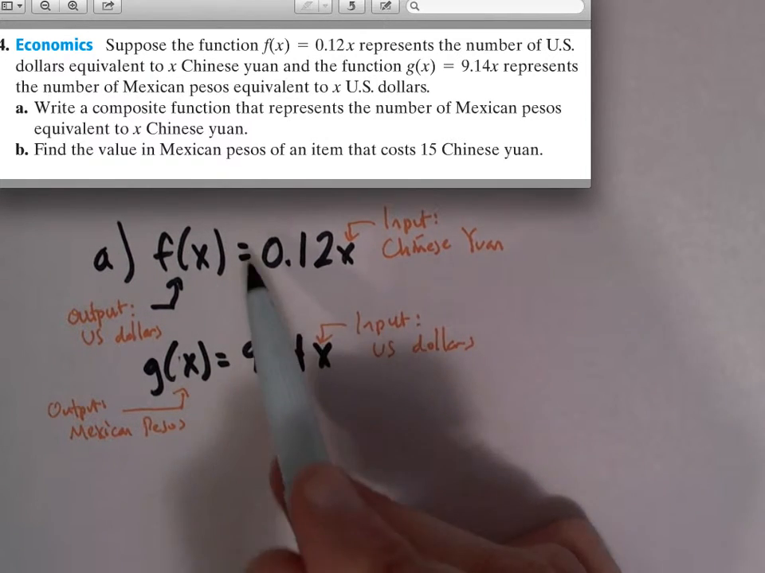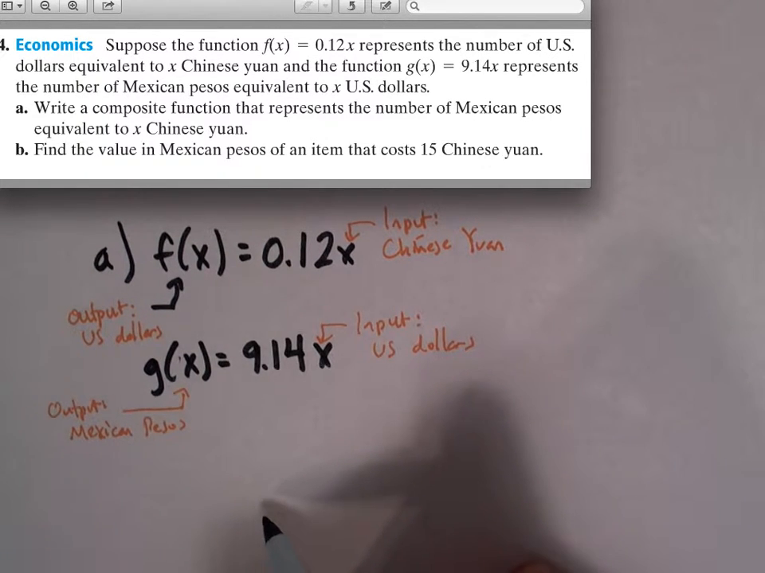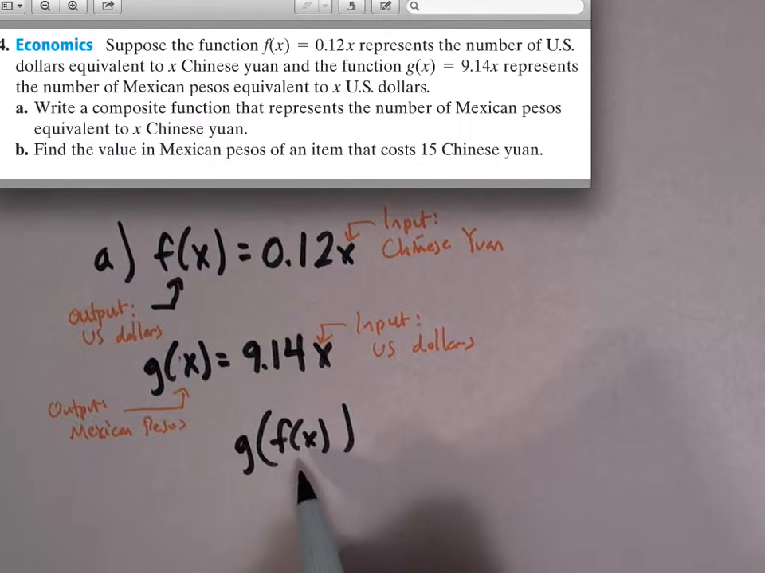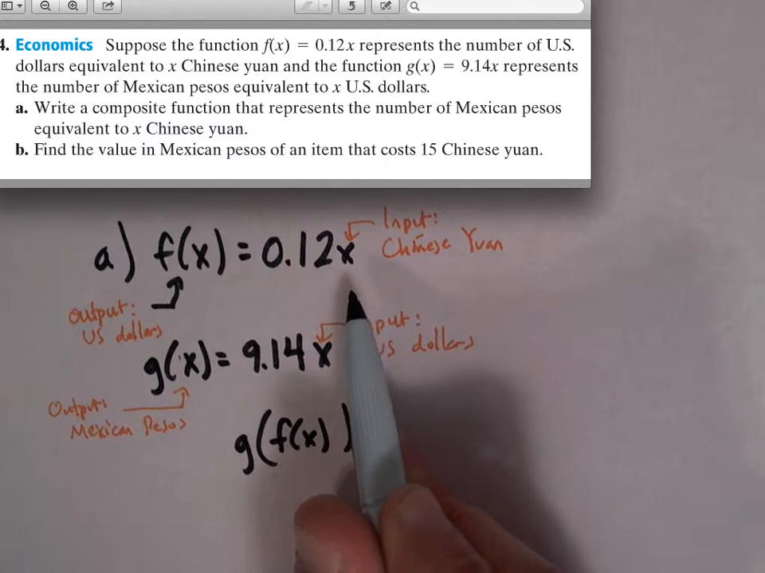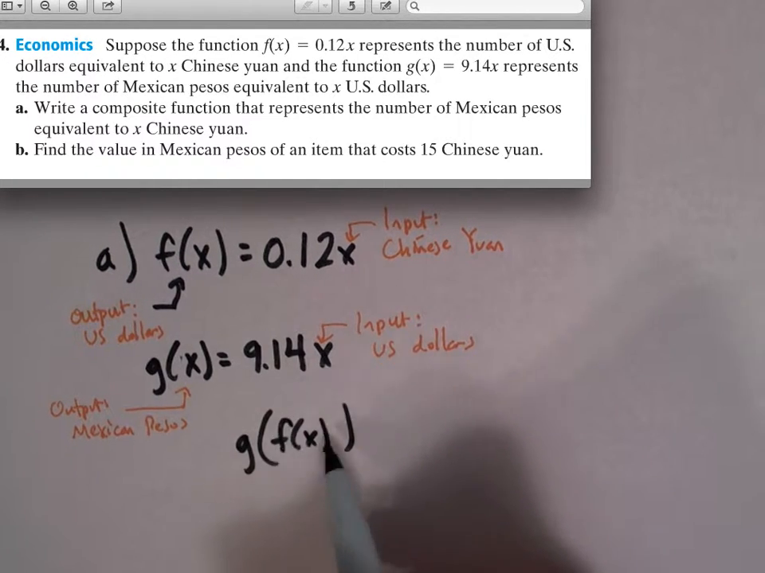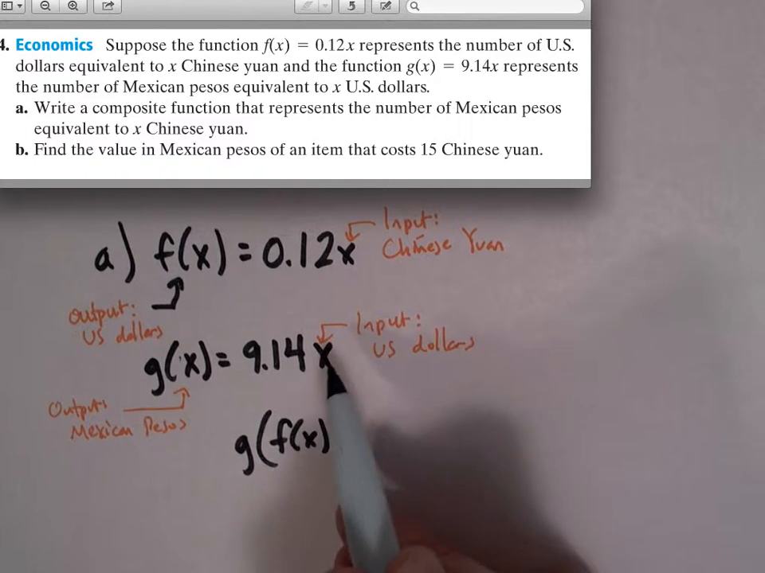If we want to start with f of x, that means f of x has to be on the inside, and then we're going to take g of f of x. Why does this work? Because we want to start with the Chinese yuan as our input, and we calculate f of x. Our output is US dollars, which is fed as input into g of x. And then our final output will be Mexican pesos.